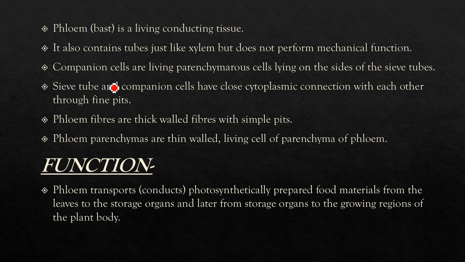Companion cells are the living cells, and they help in the side by side transport of the food materials, and along with this they also create a pressure to transport food in various directions, whether in the direction of gravity or against the gravity. Yes, sieve tube and companion cells have close cytoplasmic connection with each other through fine pits.